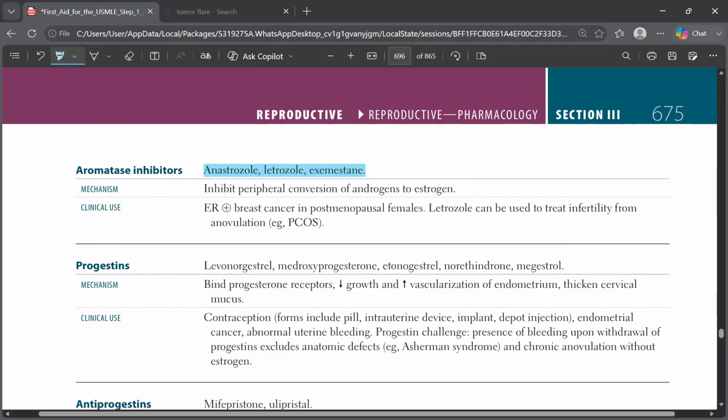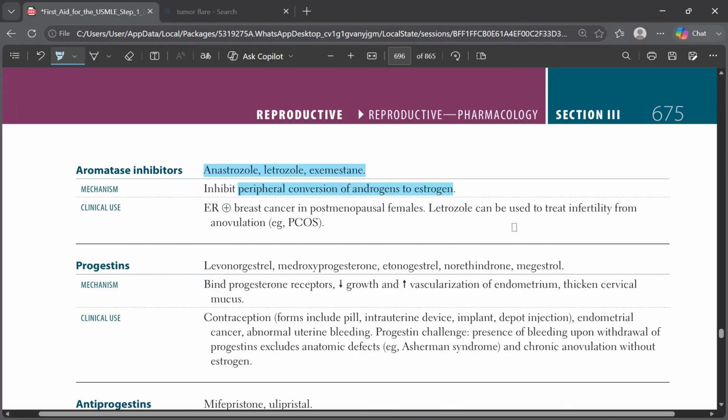So they inhibit peripheral conversion of androgens to estrogen in the periphery, because the normal conversion is in the adipose tissue. Cholesterol gets converted normally into androgens and then to estrogen, but the peripheral conversion is in the ovaries, where androgens are getting converted to estrogen, and anastrozole, letrozole, and exemestane are going to act there. The clinical use is estrogen positive breast cancer in postmenopausal females.